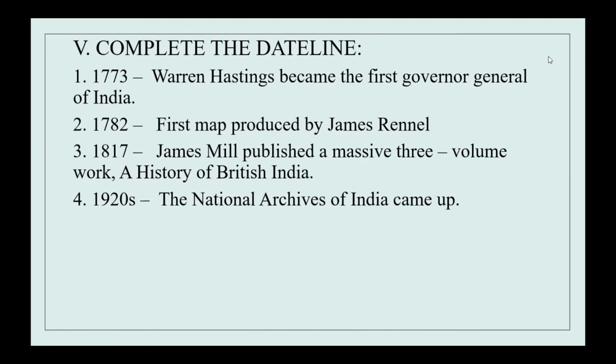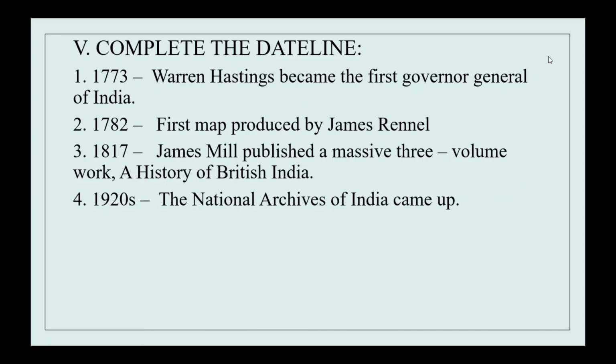Now let's see, complete the dateline. First one, 1773. Who became the first Governor General of India? Warren Hastings. In which year? 1773. Then 1782, first map produced by James Rennell. Do you remember? What is the name of the map? A Map of Hindustan, right? So, the first map produced by James Rennell.